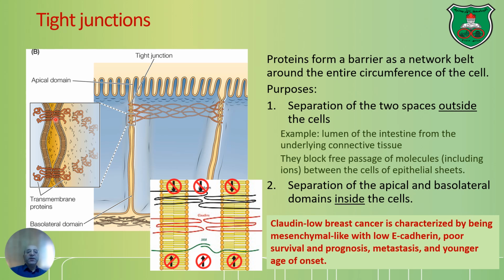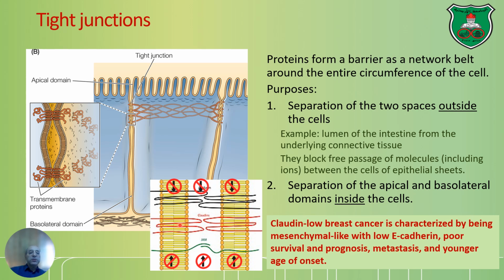The purpose of tight junctions is really two things. What it does is that it separates the spaces outside of the cell. So right here you have these tight junctions, interactions, and molecules, small molecules, ions, for example, cannot pass between cells. So these spaces here are closed. So whatever is in the lumen, for example, cannot pass between cells to the basolateral surface. That's one.